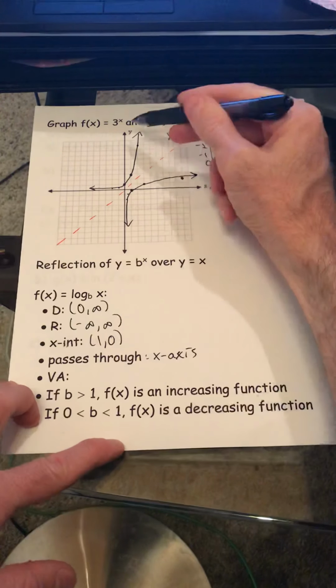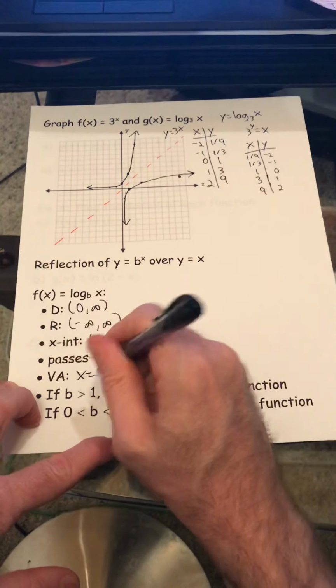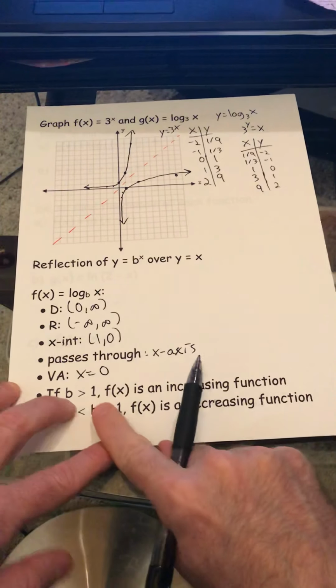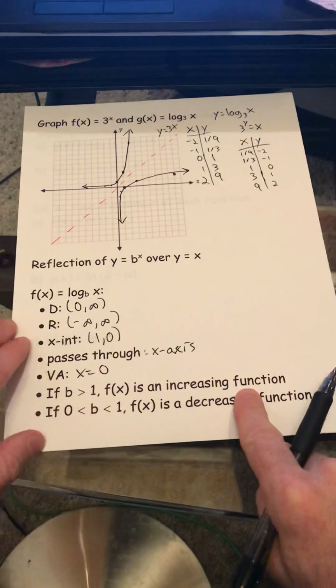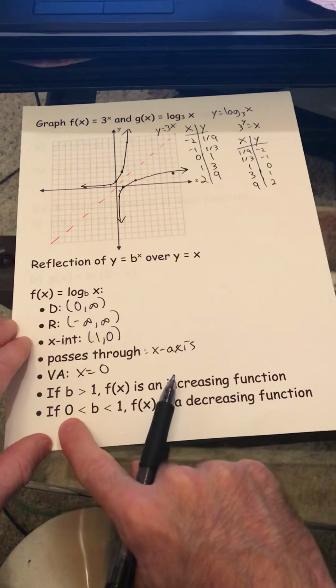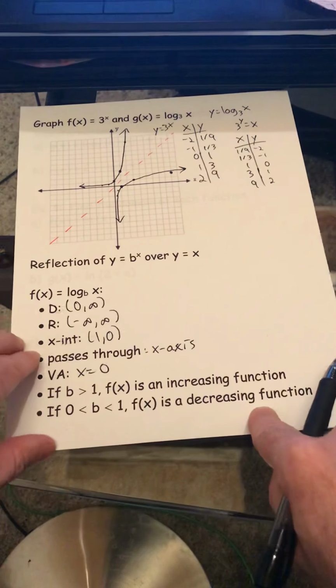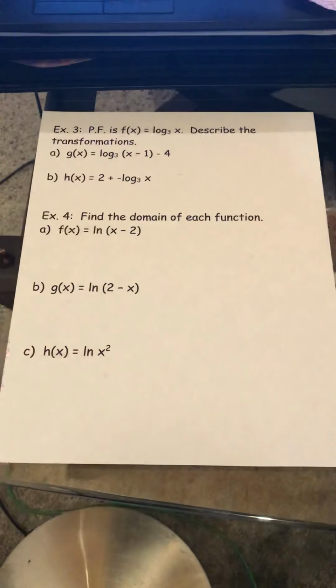The vertical asymptote for the logarithm is x equals 0. If the base of the logarithm is more than 1, it is going to be an increasing function. If the base happens to be between 0 and 1, the graph will be a decreasing function.